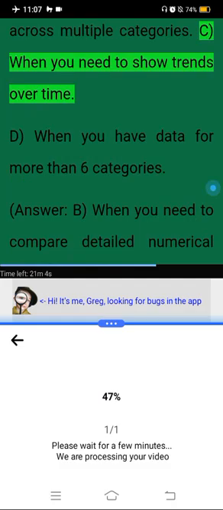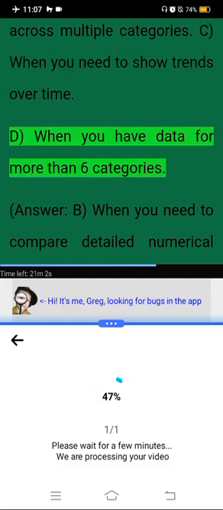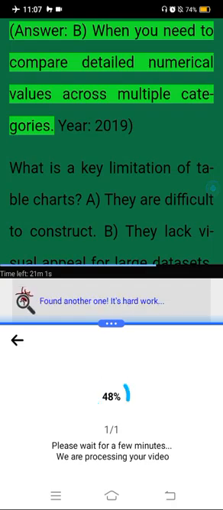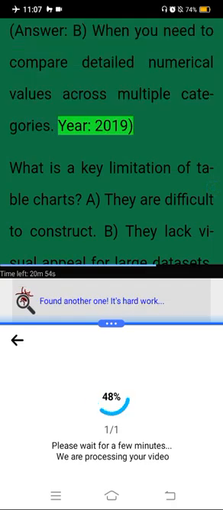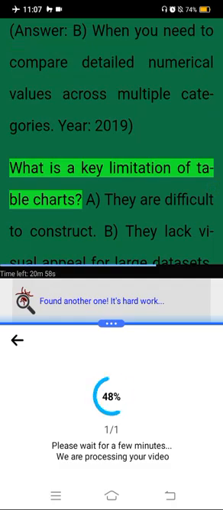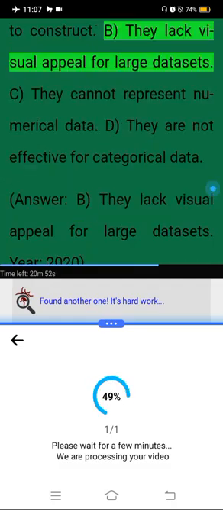C. When you need to show trends over time. D. When you have data for more than 6 categories. Answer: B. When you need to compare detailed numerical values across multiple categories. Year 2019. What is a key limitation of table charts? A. They are difficult to construct. B. They lack visual appeal for large datasets.